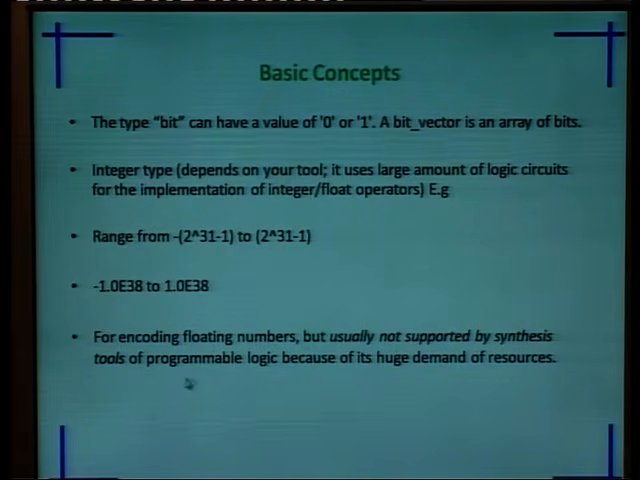And then floating point numbers, which are specifically required for implementing a floating number. But the thing is, for floating point numbers the resources required for FPGA implementation are very high. If we have a real number, then implementation is easy as compared to the floating point number.